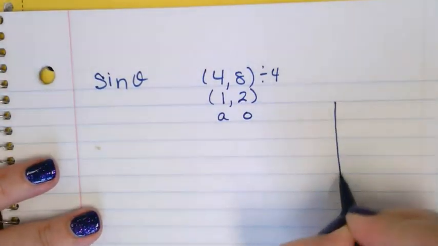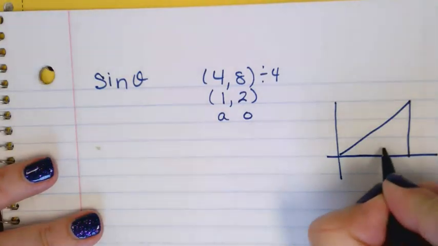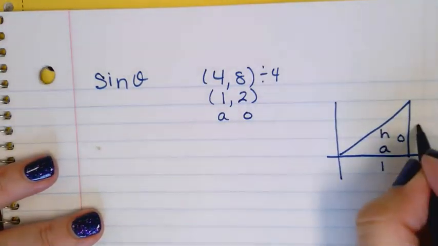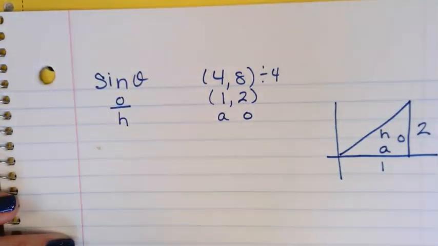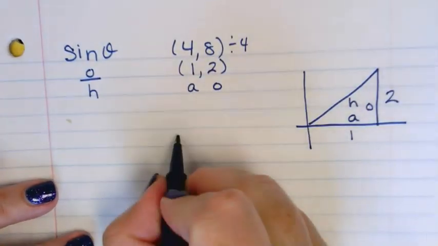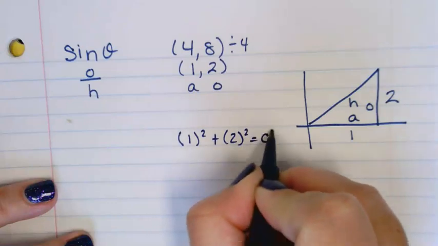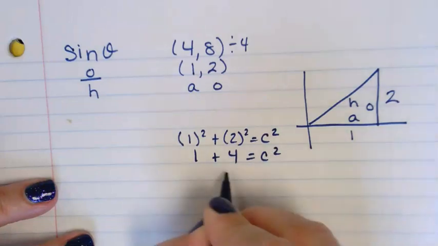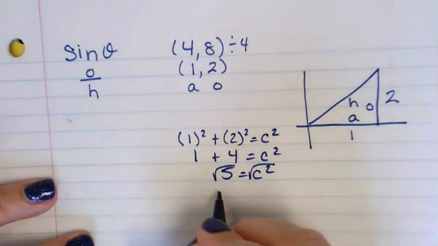If you draw your picture, because when in doubt, always draw your picture. A is X, O is Y, H. So 1 and 2. Remember, sine is O over H. So we've got to do the Pythagorean theorem. 1 squared plus 2 squared equals c squared. So 1 plus 4 is c squared, so this is 5. We take the square root, and c is 5.